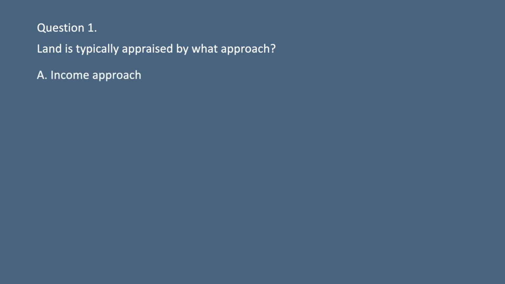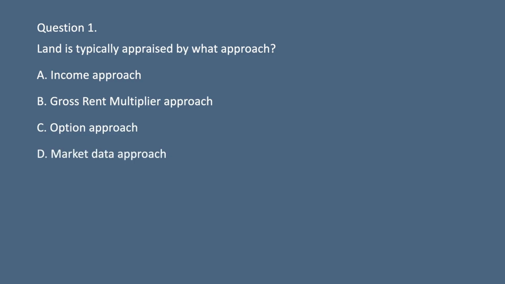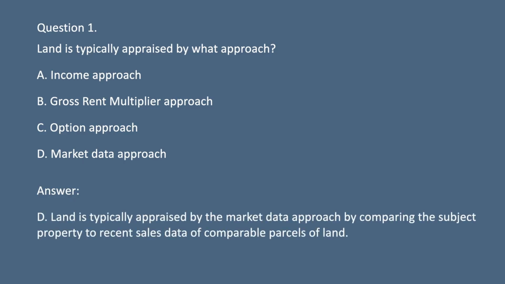Question 1. Land is typically appraised by what approach? A. Income approach. B. Gross rent multiplier approach. C. Option approach. D. Market data approach. Answer D. Land is typically appraised by the market data approach by comparing the subject property to recent sales data of comparable parcels of land.